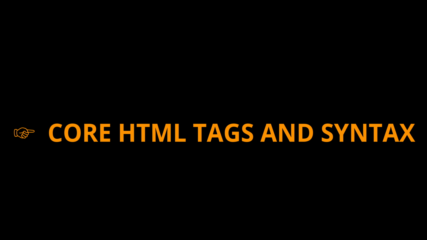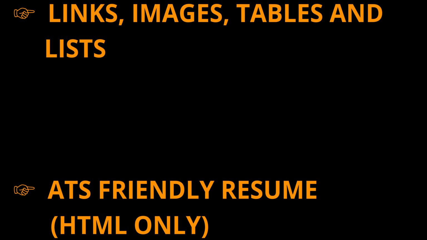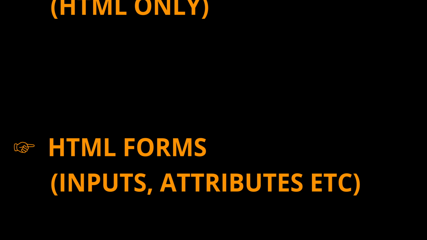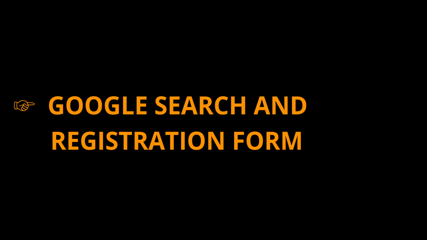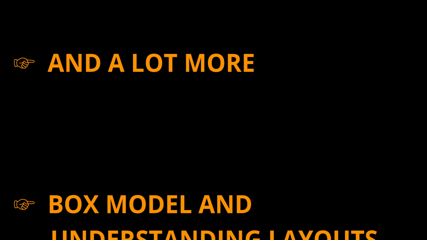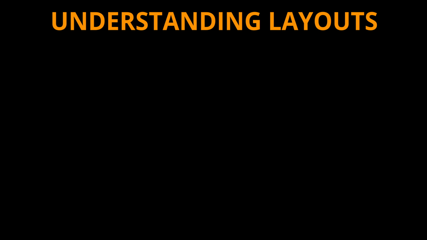Here is what we are going to cover in the next hour: the core syntax and structure of HTML, semantic tags and accessibility, how to work with links, images, tables and lists. Moving forward with an HTML project, followed with the forms, input fields, attributes, validation, Google search, registration form and a lot more. And stick around for the bonus section at the end where I will introduce you to the box model so you can start understanding and building your layouts immediately.